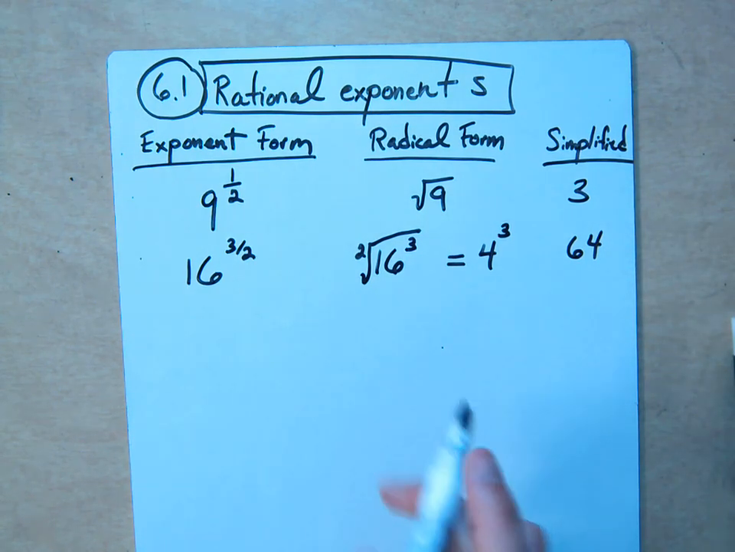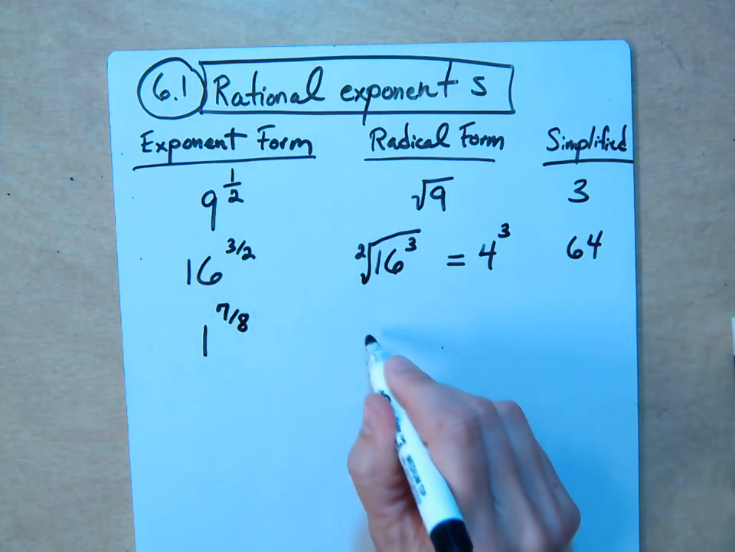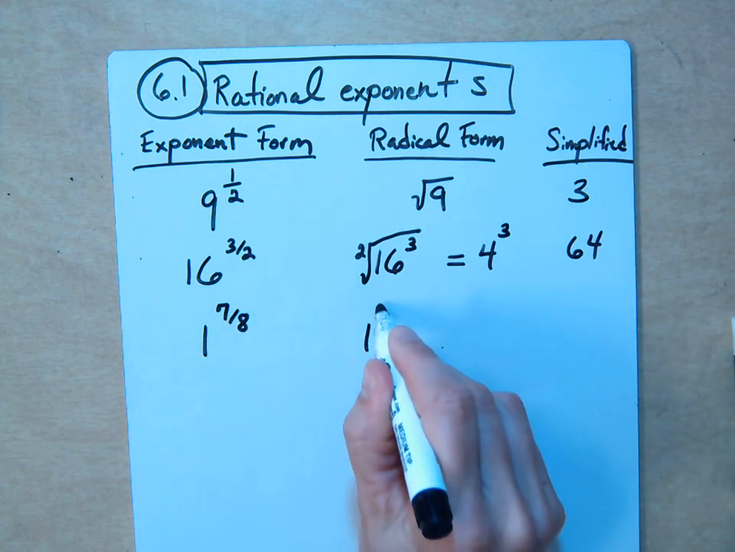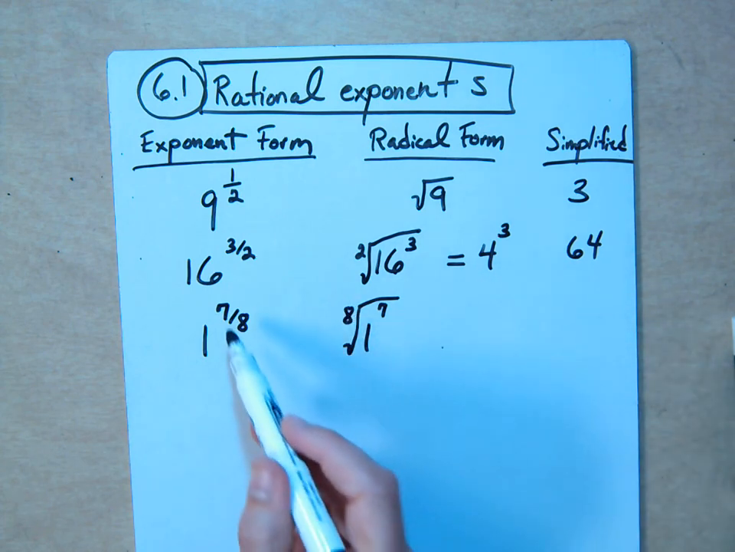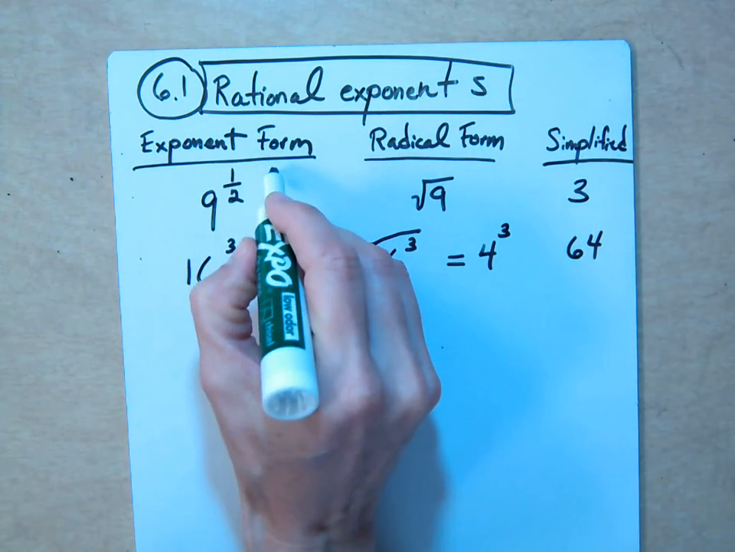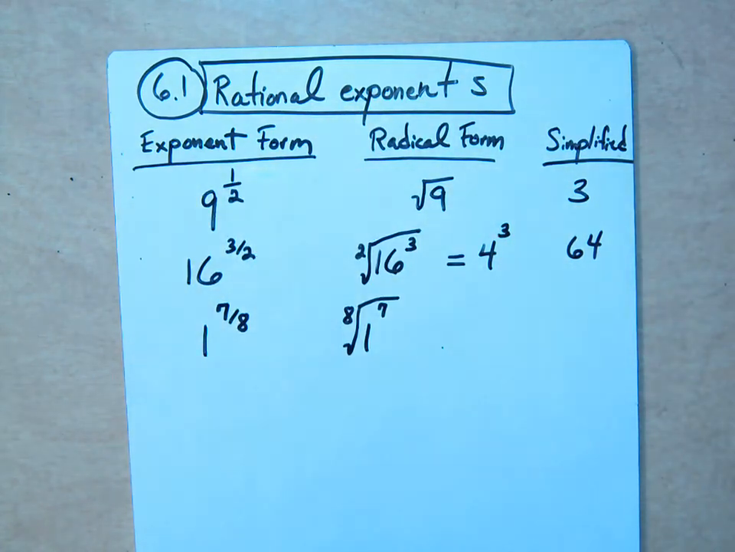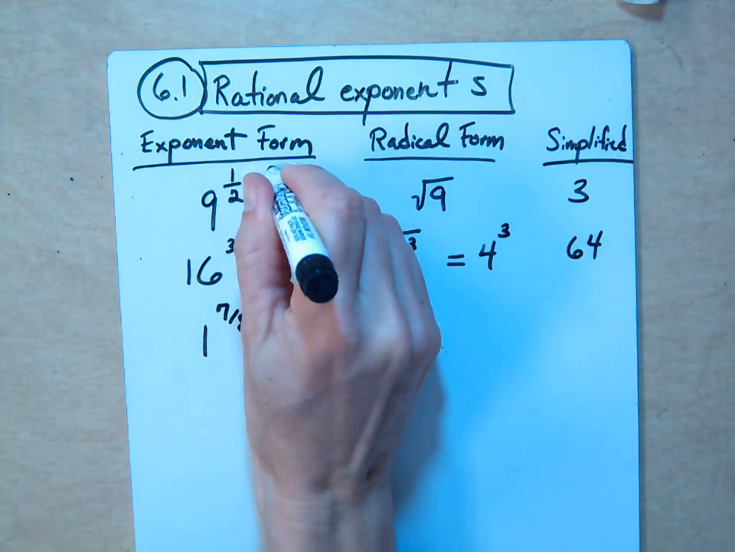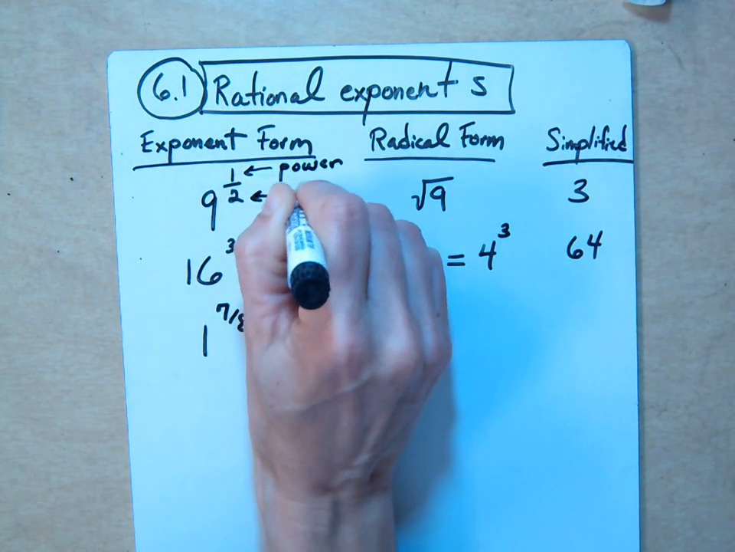Let me do some more examples. 1 raised to the 7/8 power is basically 1 raised to the 7th power and the 8th root. So you can see the fraction: the numerator is the power and the denominator is the root. Let me write that up here. When you see a fraction, the meaning is that the numerator is the power, and the denominator is the root that you're taking.